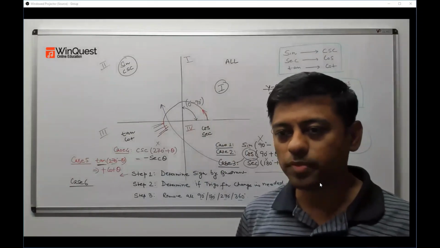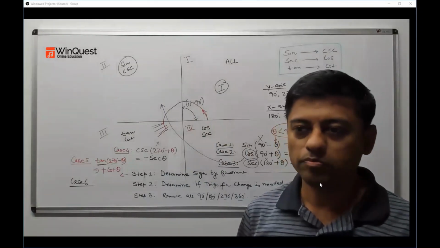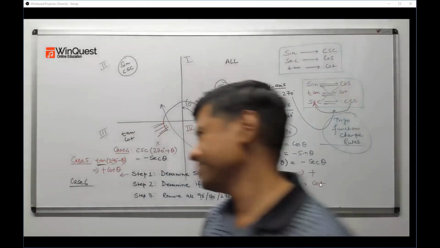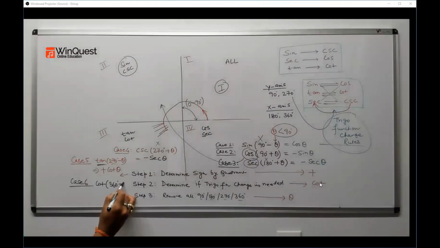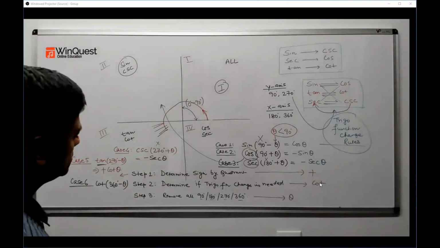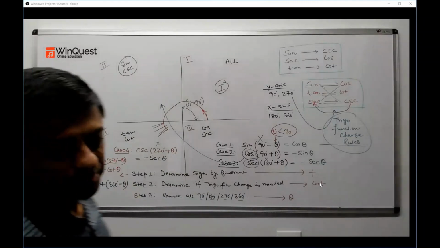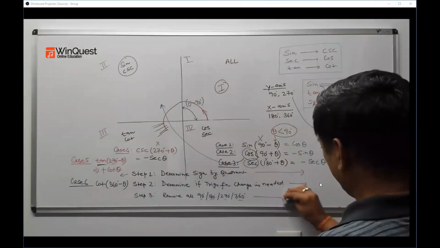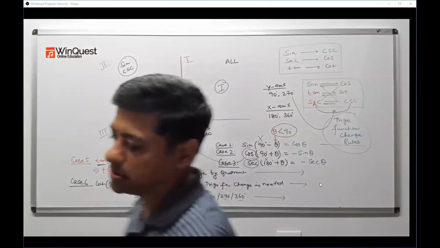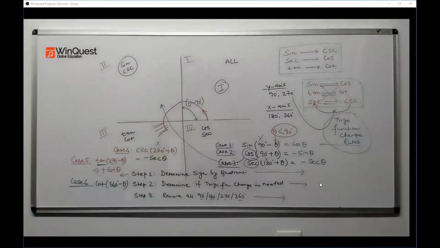Last case anybody wants to bring up. Cotangent 360 minus theta. Cotangent 360 degree minus theta. Step 1. Who wants to go? Which quadrant, and is it welcome or not?